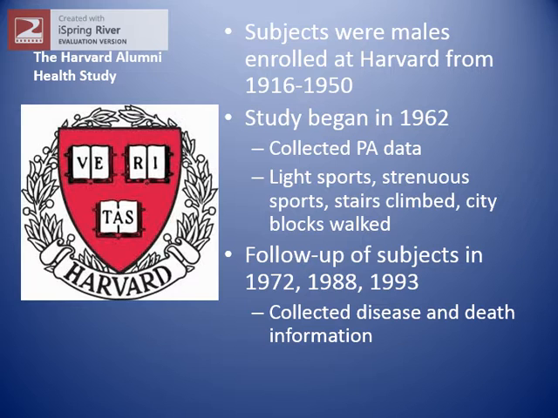If the subjects were alive, they asked them for information about have you developed certain diseases, do you have certain health problems. If they couldn't find the people, they looked for death certificates, and they recorded the cause of death for all of these individuals. And so there's a lot of research published from the Harvard Alumni Health Study, so I'm just going to show you what is related to physical activity and mortality.